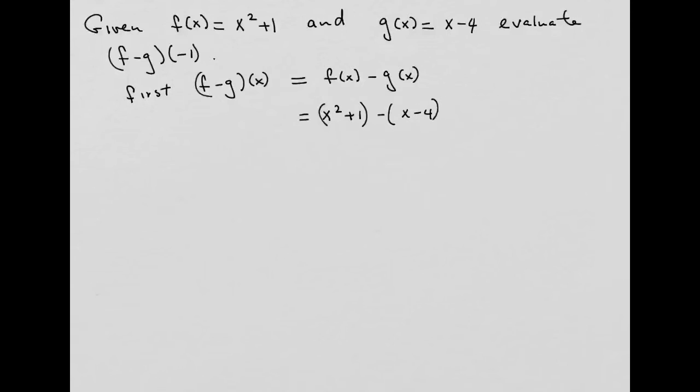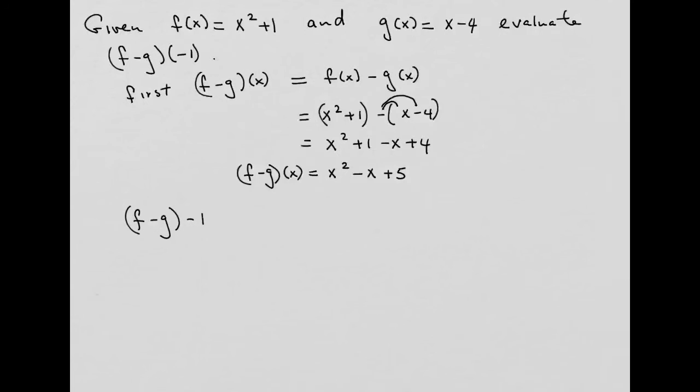minus 4. So that becomes x squared plus 1 minus x plus 4 by distributing the negative, which can be simplified as x squared minus x plus 5. So this is f minus g of x. But we want to know what is f minus g of -1.